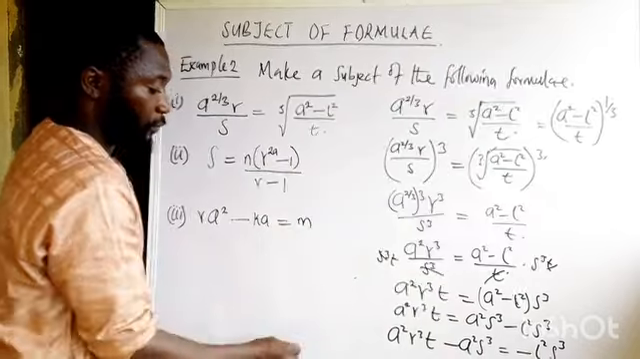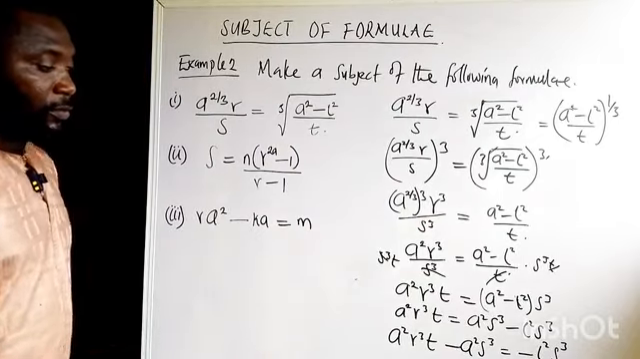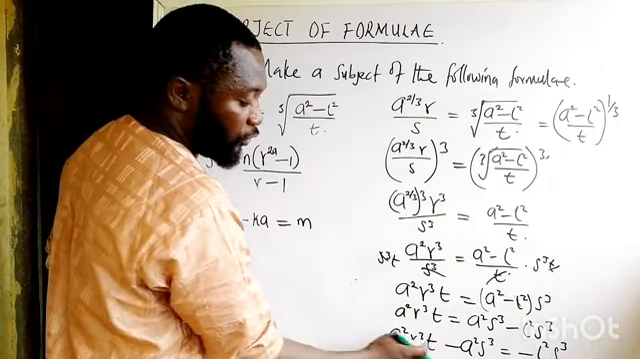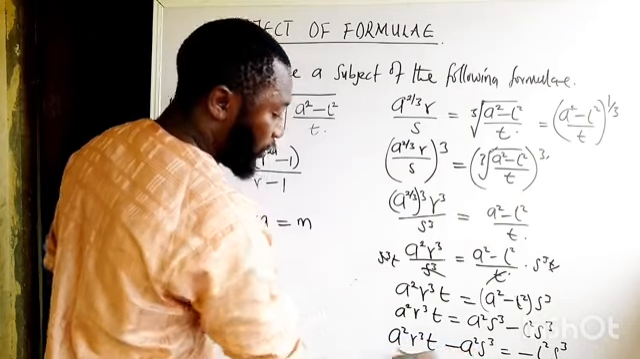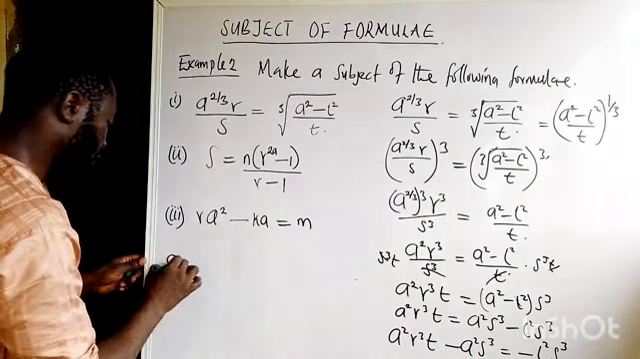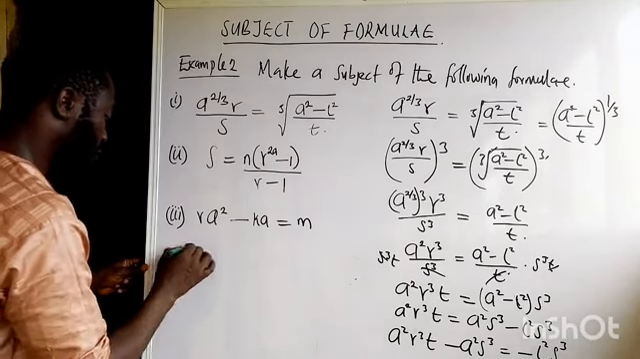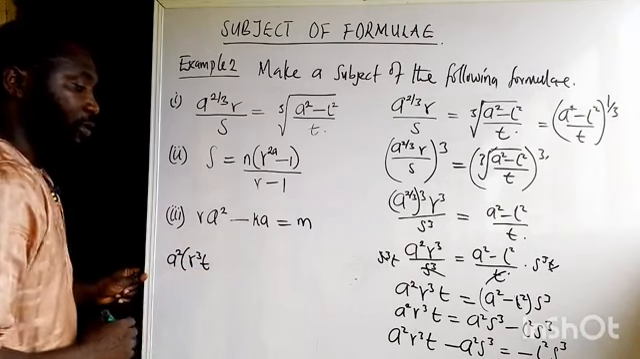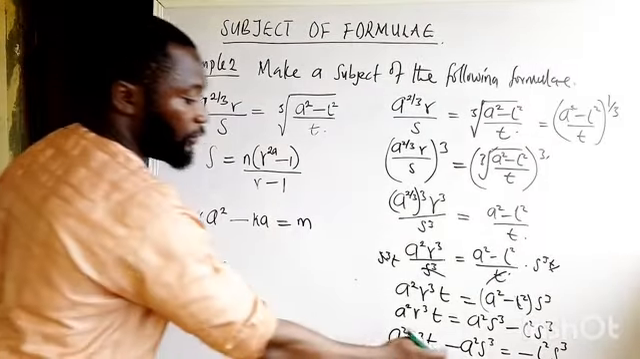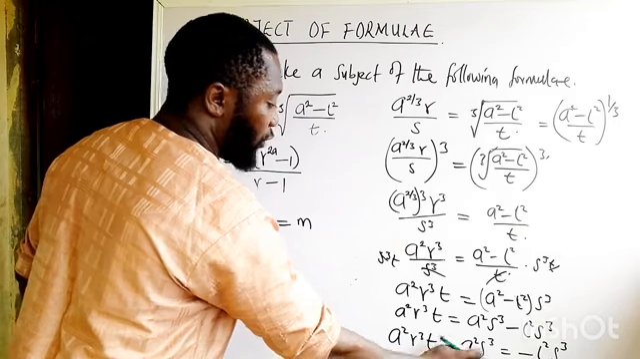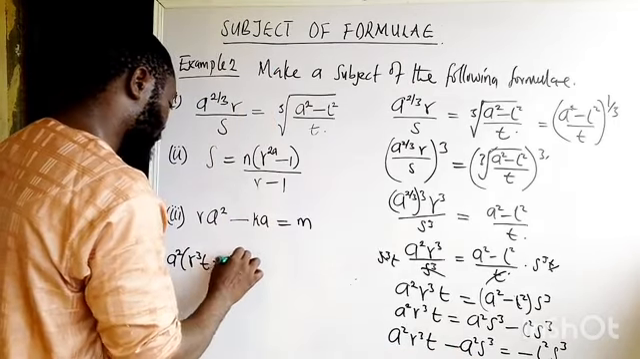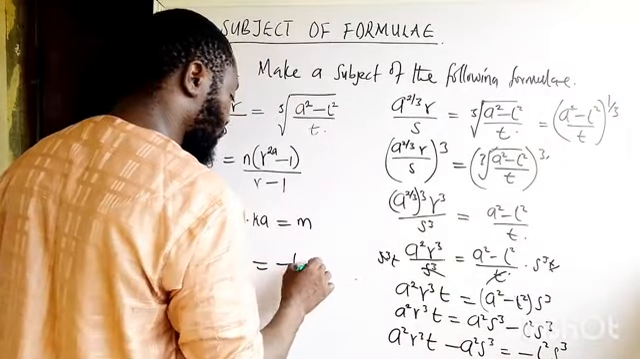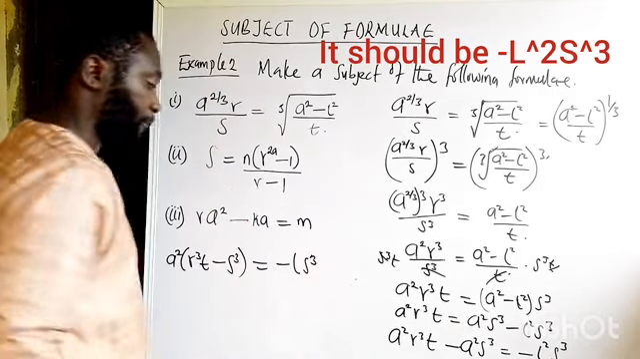Now, I want to continue here. You can see now that a to the power of 2 is common. So I can just take out my a to the power of 2. Then I have r raised to the power of 3 t minus, take a to the power of 2 here, you have a minus s to the power of 3. Close the bracket. Everything equals negative L s to the power of 3.